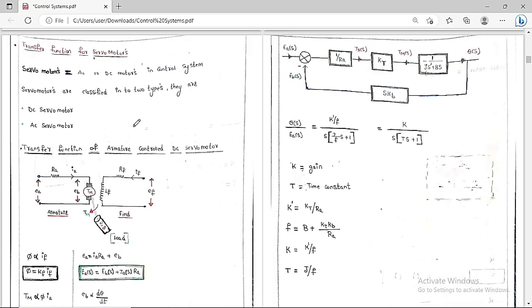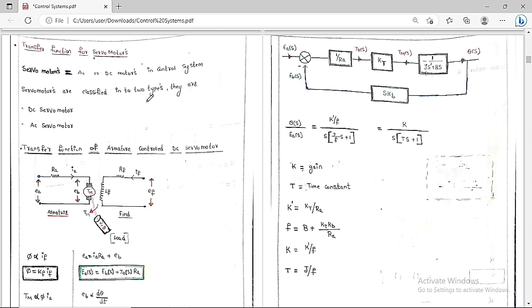Now the next concept is the transfer function for servo motors. Basically, we are going to learn another concept, called the transfer function for servo motors. So what is the transfer function for servo motors? This is the concept that we are going to learn. I have already told you that servo motors are basically like synchronous motors, in a simple fashion.